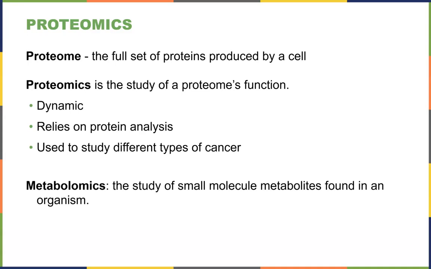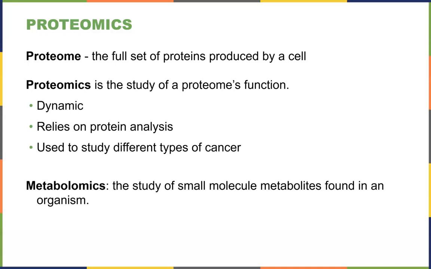So your cells in your body, they're not going to produce all the same types of proteins, right? The cells in your brain, the cells in your gut, the cells in your skin, the cells in your muscles, they're not going to produce all the same types of proteins. They're going to produce the proteins that that cell particularly needs. And so proteomics is a study of a proteome's function. So it's a study of what the proteins that are being produced by that cell. It's the study of what they do for that living organism.